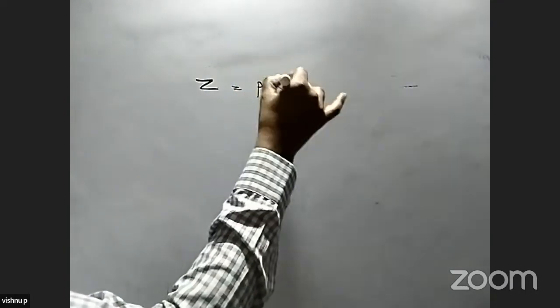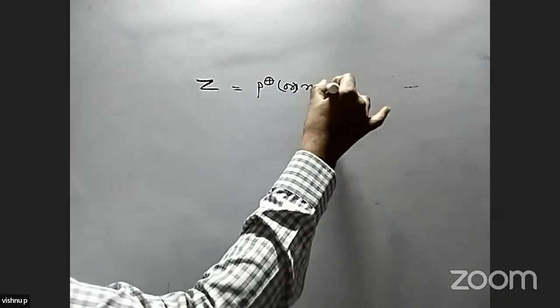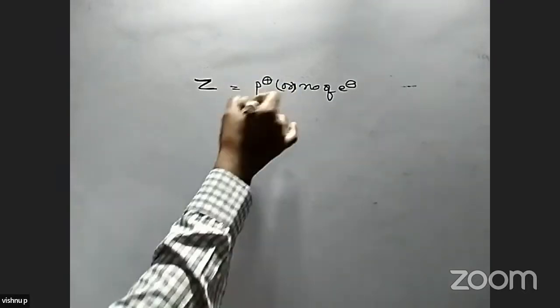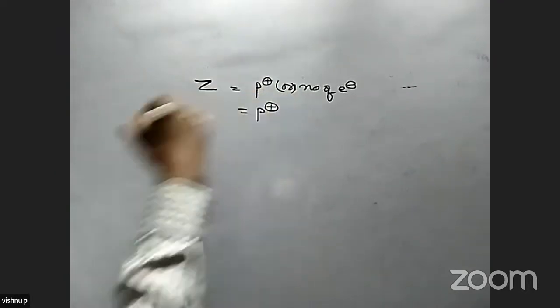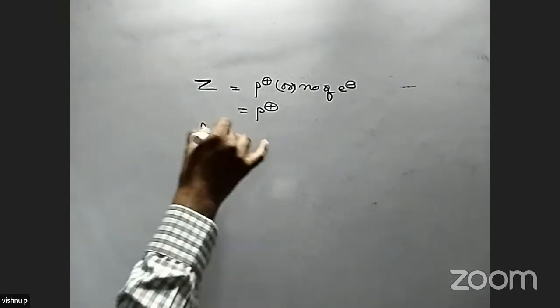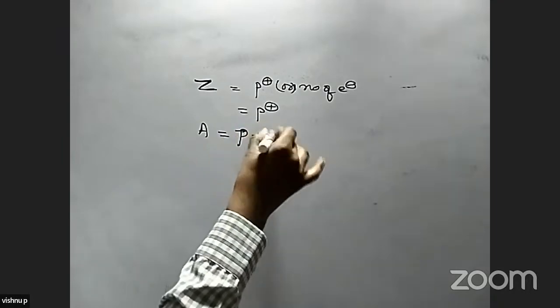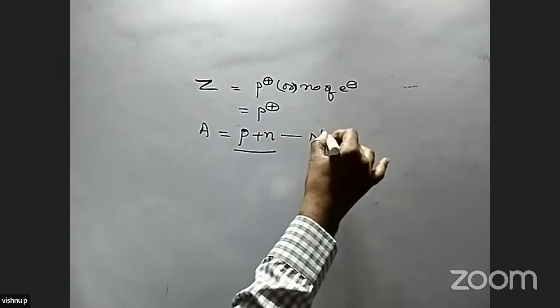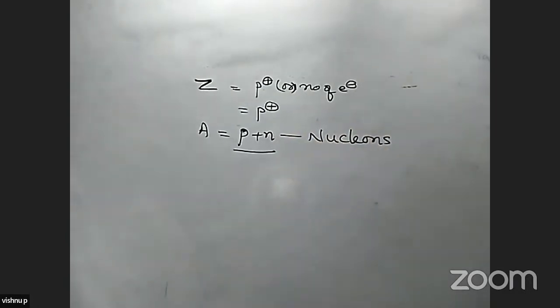So what is the meaning of atomic number? Atomic number is denoted by Z. It is equal to the number of protons or the number of electrons in an atom. In the case of ions, atomic number is always equal to the number of protons. And what is mass number? The number of protons plus neutrons is called mass number. These protons and neutrons are also called nucleons, which are present in the nucleus.